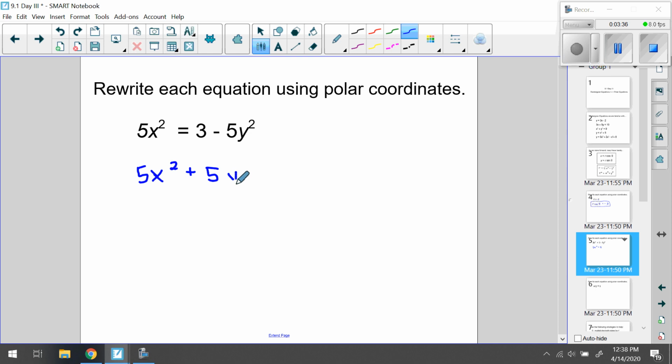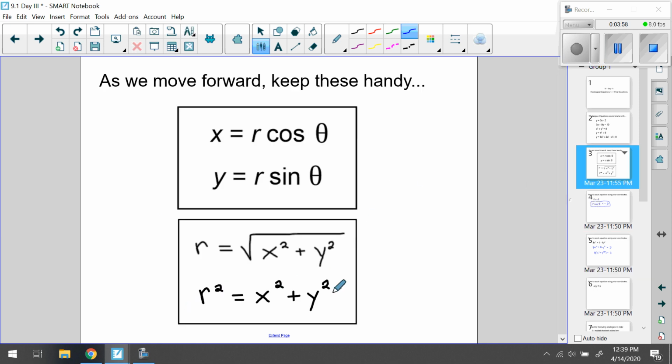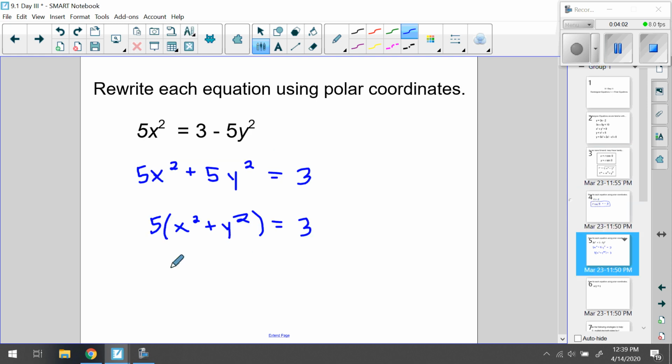So now we have this is equal to 3. And then the next thing I might do is factor out the 5. So now I have 5 times the quantity, x squared plus y squared, and then that equals 3. And then now we're ready to use that substitution. So again, r squared equals x squared plus y squared. And so that means since I have an x squared plus y squared, I can just replace that with r squared. So now I can say 5r squared equals 3.